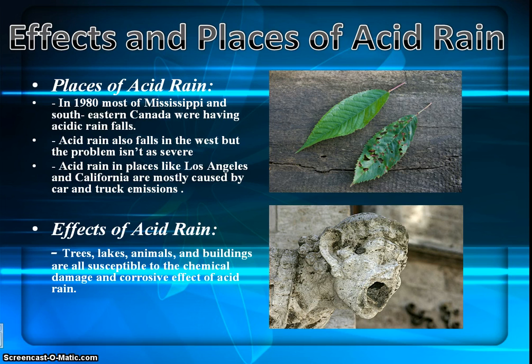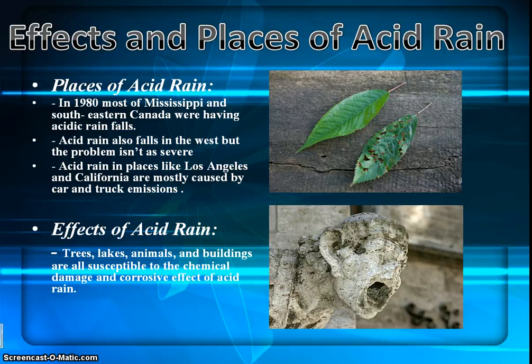Some of the effects and places of acid rain: in 1980, most of Mississippi and southeastern Canada were having acidic rainfalls. Acid rain also falls in the west, but the problem isn't as severe. Acid rain in places like Los Angeles and California is mostly caused by car and truck emissions.